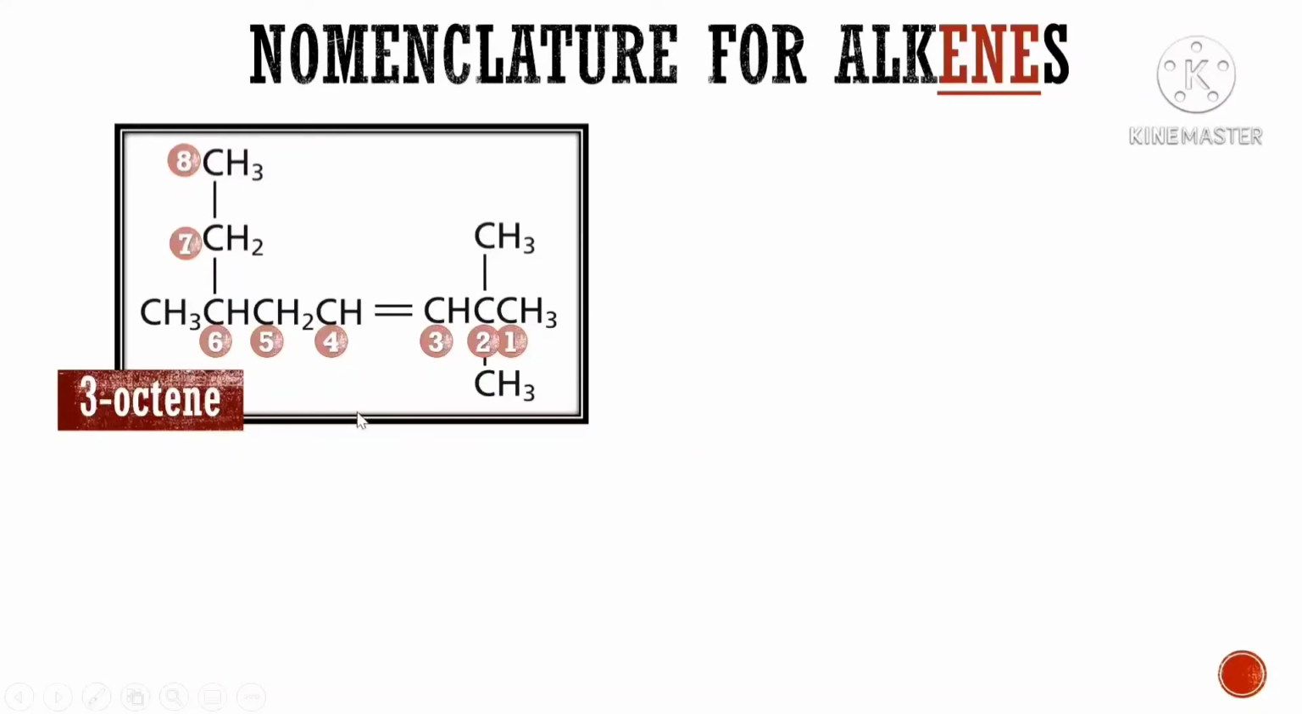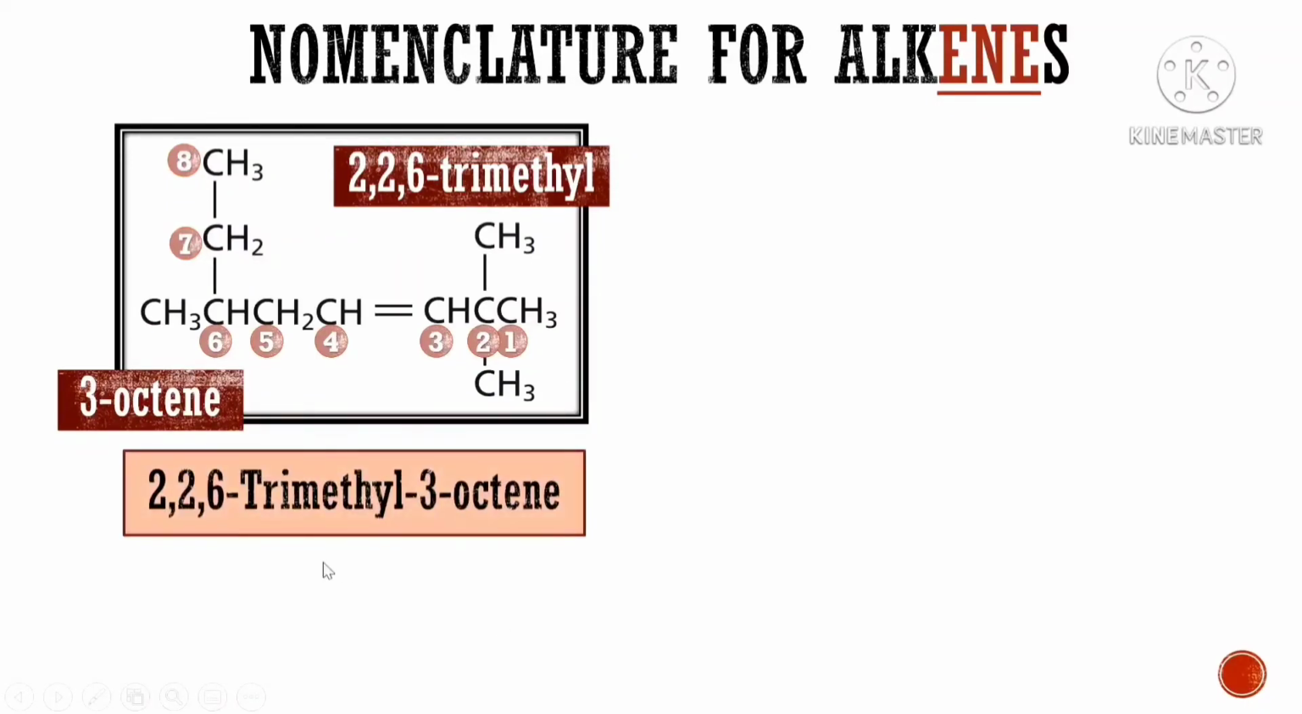call it an octene. There are 3 methyl groups attached to the chain, and they are found twice at carbon number 2 and also at carbon number 6. So we write 2,2,6-trimethyl. And the name would be 2,2,6-trimethyl-3-octene.